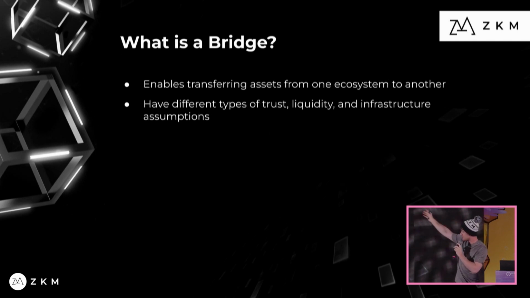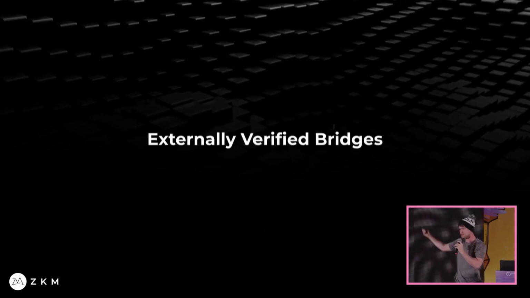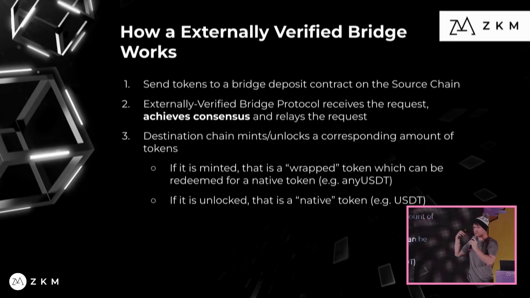What is a bridge? Essentially, a bridge is transferring assets from one chain to a different chain. It can be from a layer 1 to a layer 2, from layer 2 to layer 2, or layer 1 to layer 1. Any type of asset transfer between different types of blockchains. They all have, let's say, different design decisions, different things that make them usable and fit for specific use cases. And we'll explore some. First, let's explore how an externally verified bridge works.